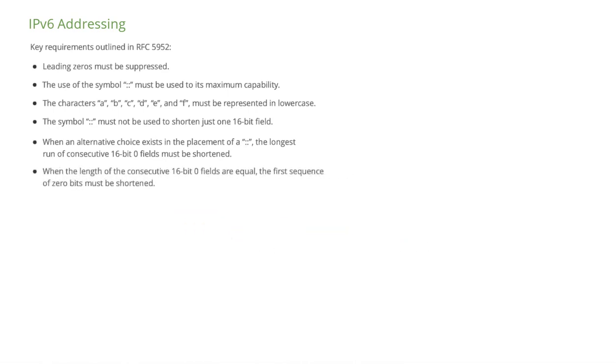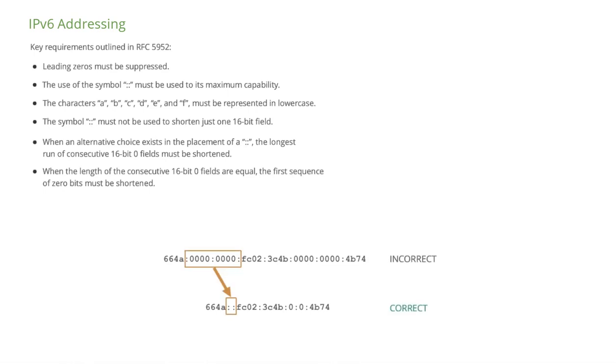When the length of the consecutive 16-bit 0 fields are equal, the first sequence of 0 bits must be shortened using the double colon. The address shown on screen has two runs of two consecutive 16-bit 0 fields. The first one must be shortened using the double colon. The others should be shortened to single zeros.